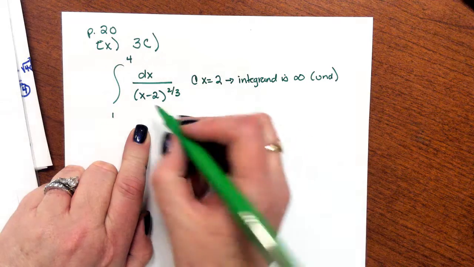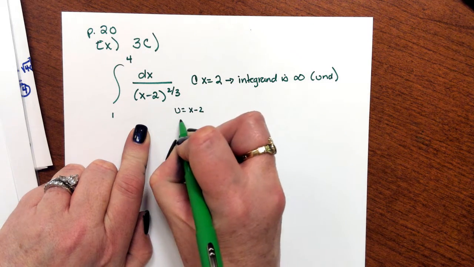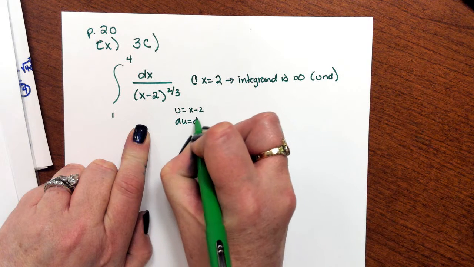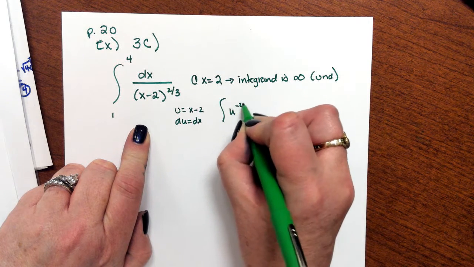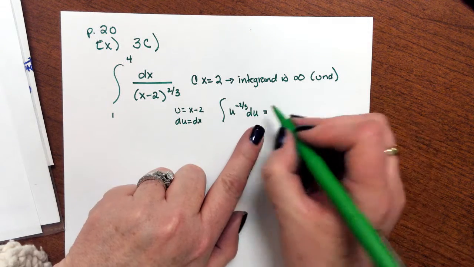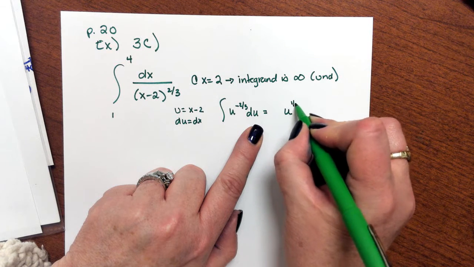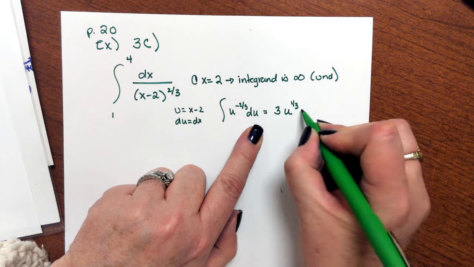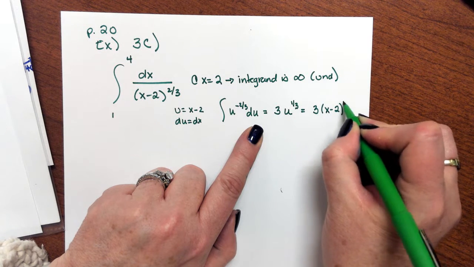So again, I know I'm going to have to do a u sub. u is equal to x minus 2. My du is going to be equal to dx. So I can rewrite this as u to the negative 2/3 du. Then I'm going to be able to integrate this. That's going to be u to the 1/3 divided by 1/3, which is 3. So I end up with 3 times (x minus 2) to the 1/3.